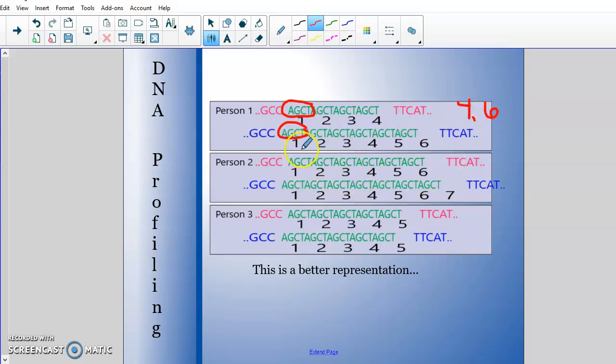Person 2, again, same STR sequence, AGCT. This is the chromosome they got from mom. This is the chromosome they got from dad. They got 6 repeats from mom, 7 repeats from dad. And this person down here, they have 5 repeats from mom and 5 repeats from dad. So person 1 and person 2 are what we call heterozygous for this STR, and person 3 is homozygous because they got the same number from both mom and dad.